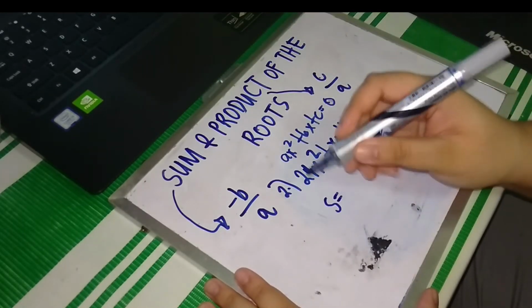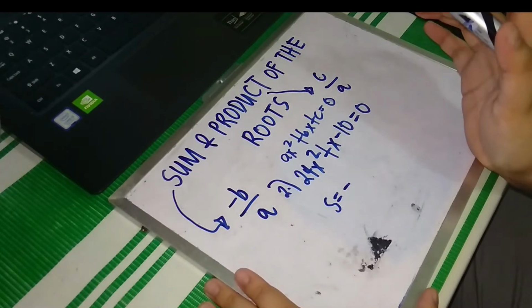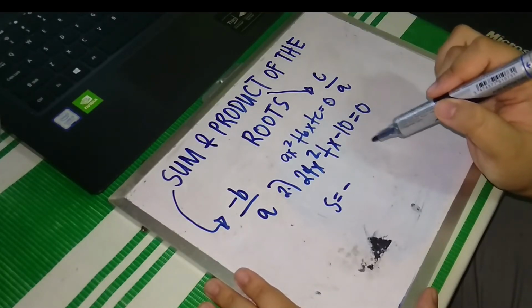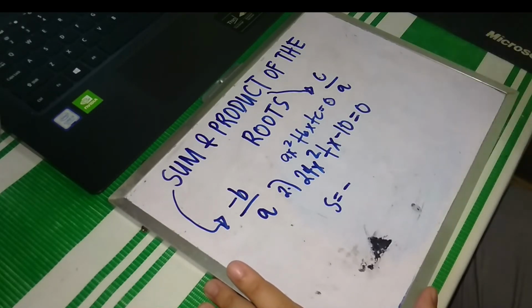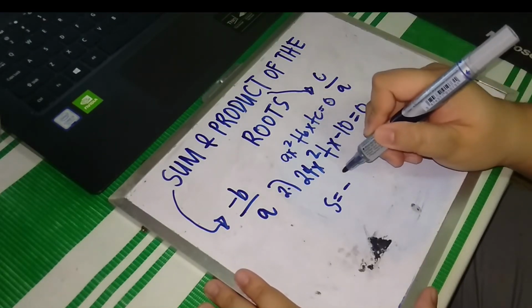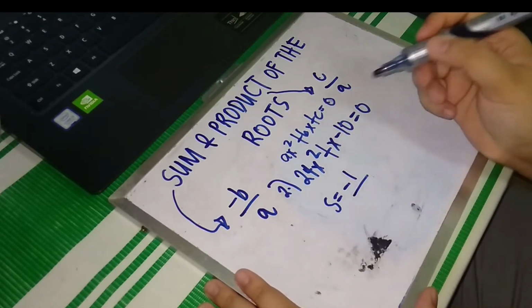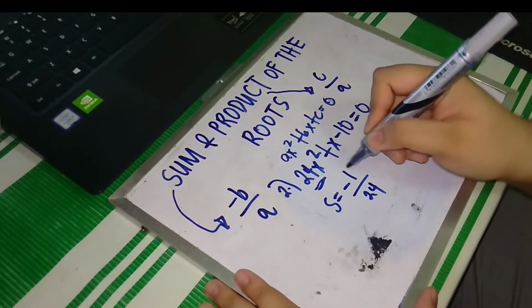Sum is equal to negative b, and our b is positive 1. Diba? Automatic yon. Kapag walang number dito sa may variable na x, automatic yon na 1 ang ating coefficient. So, negative 1 over our a is this one, 24. Yan. So, ito na yung sum.